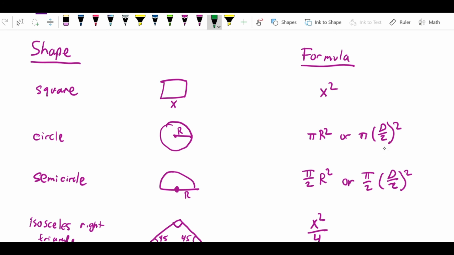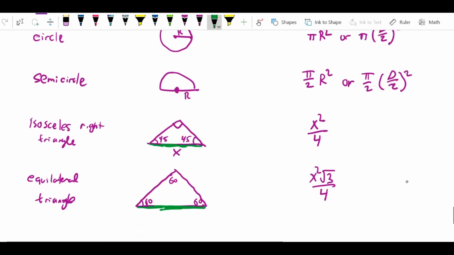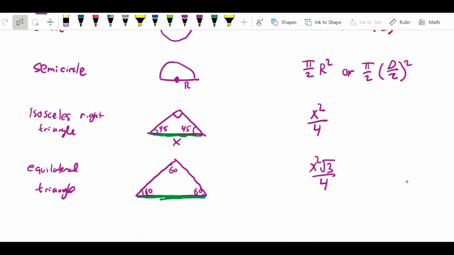A semicircle is basically the same thing. Since it's just half a circle, its area is either pi over 2 r squared or pi over 2 times half the diameter squared. Some more exotic shapes that you might see, not that triangles are that exotic, is that the cross sections are isosceles right triangles, where the hypotenuse of the right triangle lies across the base perpendicular to some axis. In that case, the area of such a triangle is x squared over 4, where x is the length of the hypotenuse.